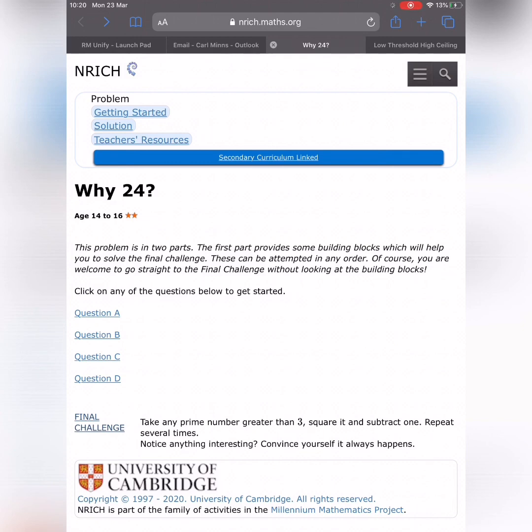Anyway, that's my problem of the day for some Key Stage 4 children today. If you have time and you're twiddling your thumbs during enforced isolation, then I hope you give it a go.